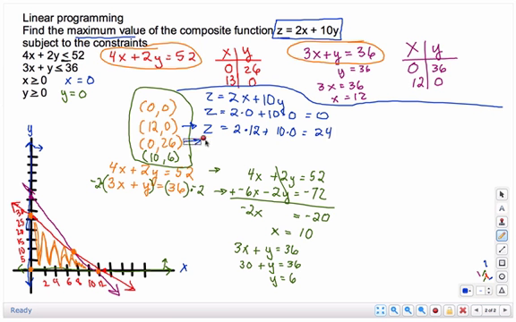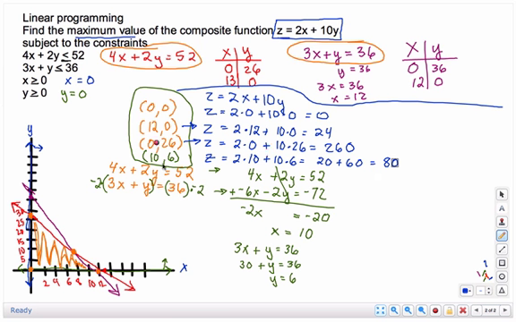Okay, and then if we take our z function and replace x with 0, we get 2 times 0 plus 10 times 26, since we replace our y with 26. Okay, so that's going to give us 260. And then we've got one more: replace the x with 10 and the y with 6, so we get 2 times 10 plus 10 times 6. And that's going to give us 20 plus 60, which gives us a total of 80.